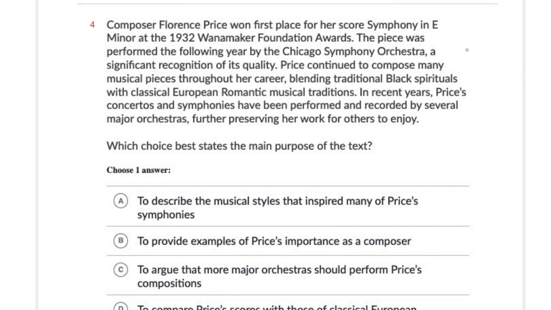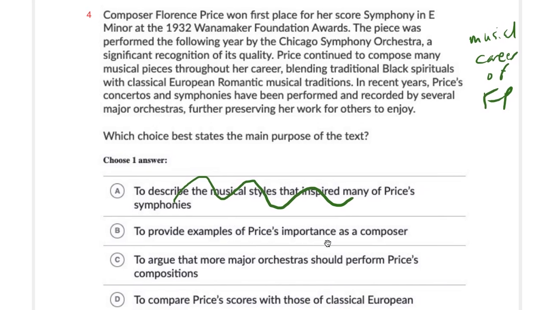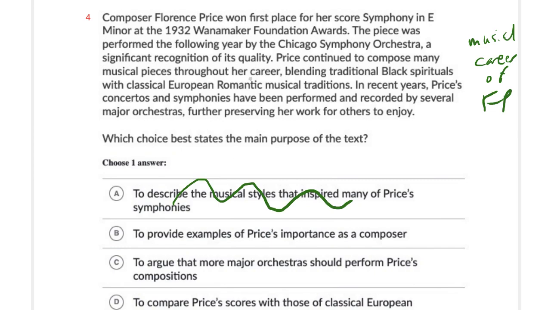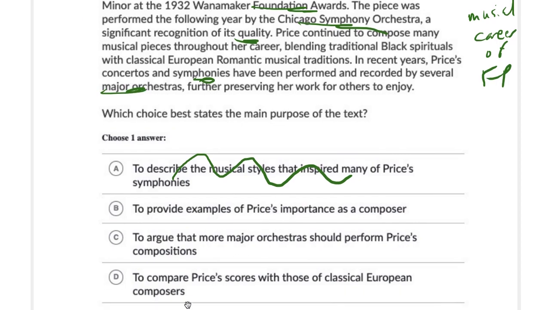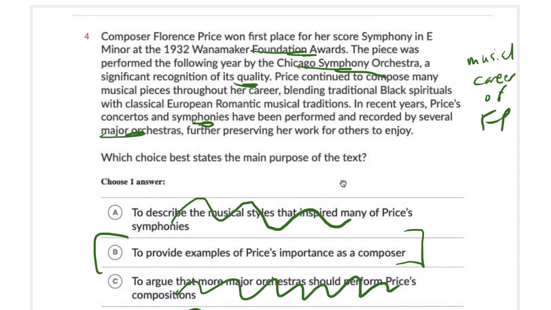So, the musical career of Florence Price, something like that. To describe the musical styles, no, it mentions in passing some of the styles or traditions, but it doesn't say what inspired them. To provide examples of Price's importance as a composer, well, quality, importance, award, symphonies, major orchestras. That seems good. It's definitely not arguing that more should perform it, and it is not comparing. So that would be B, to provide examples of Price's importance as a composer.